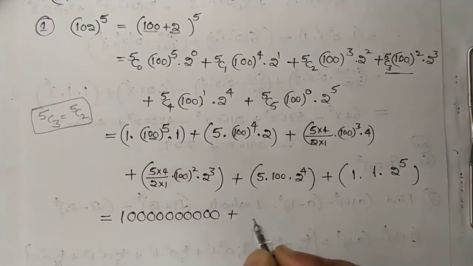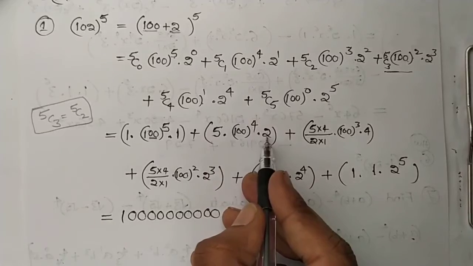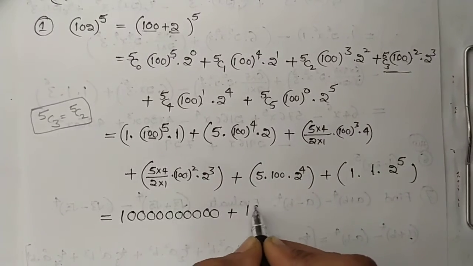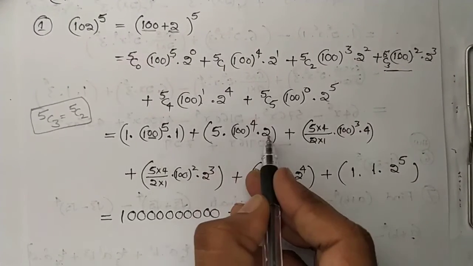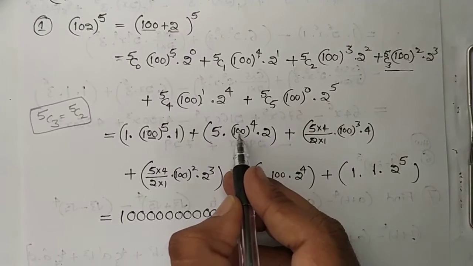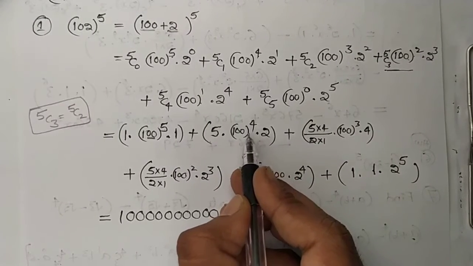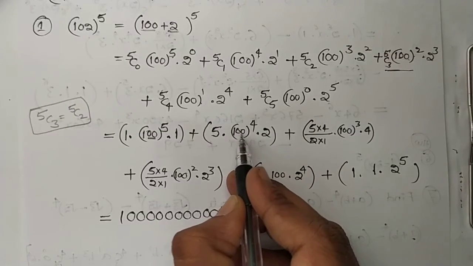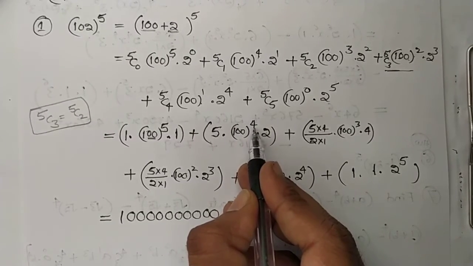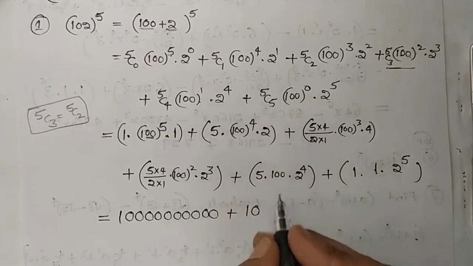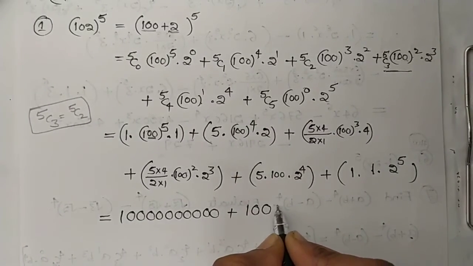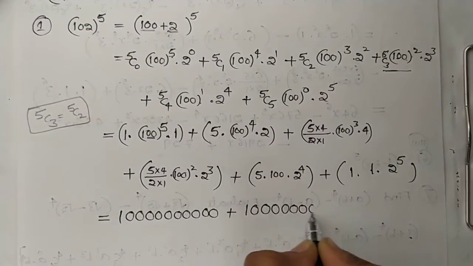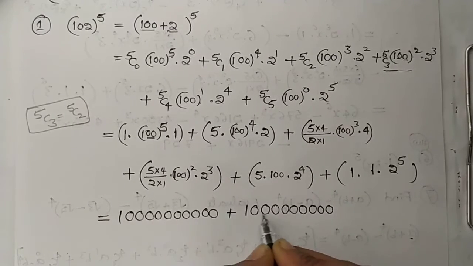Plus, 5 into 2 is 10. Next, how to find 100 whole power 4? Write 2 zeros 4 times. That means 8 zeros you should write: 0, 1, 2, 3, 4, 5, 6, 7, 8.